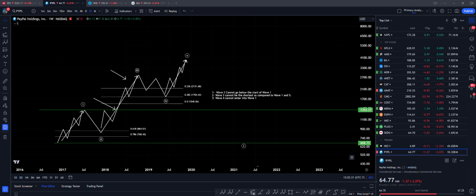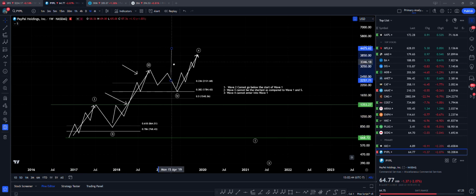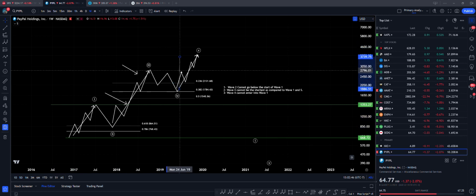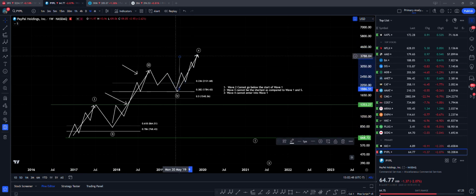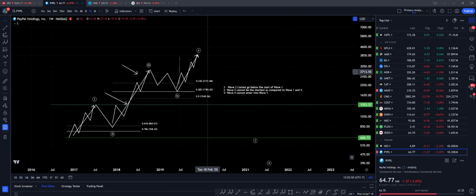When it comes to wave 5, a very simple rule that can be used is that wave 5 can be equal to the size of wave 1. You can just see how big your wave 1 was and apply it here and say, this is where your wave 5 is going to be. So that's one way of doing it.